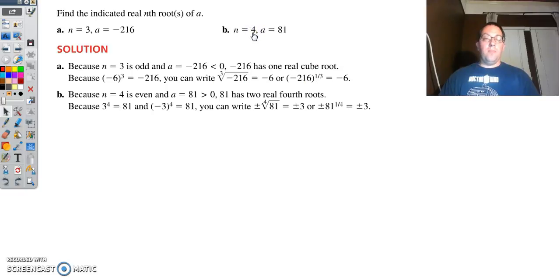So for B, n is 4. Well, n is even, so we may have no solution. So we've got to check our a. And we see, okay, a is positive, so we are going to have a real solution. And so 3 to the 4th is 81, but negative 3 to the 4th is also 81. So what we have is a positive and negative solution. It's going to be positive 3 or negative 3. So that takes care of that.